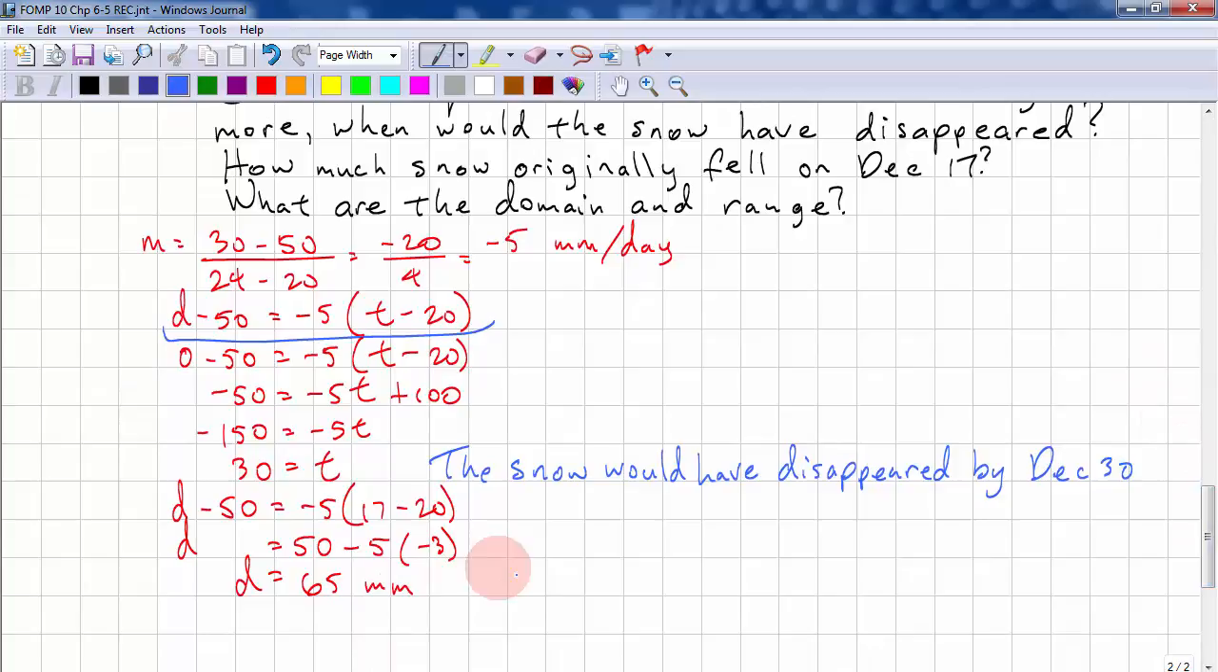And we answer the question, 65 millimeters of snow fell on December 17th at my house. This probably wasn't the same at your house.